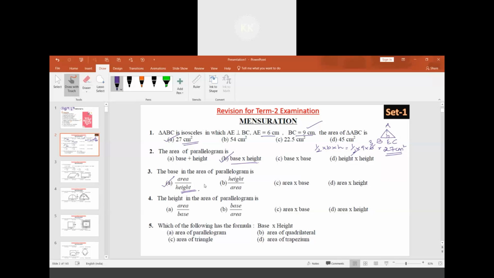Question 4. The height in a parallelogram is area by base. So option A, area by base. Very good.